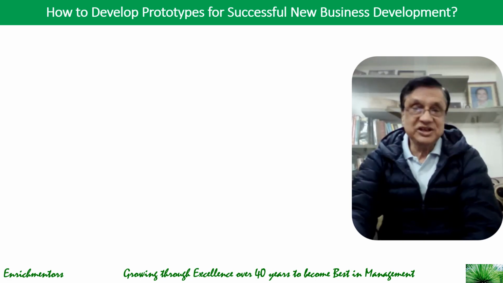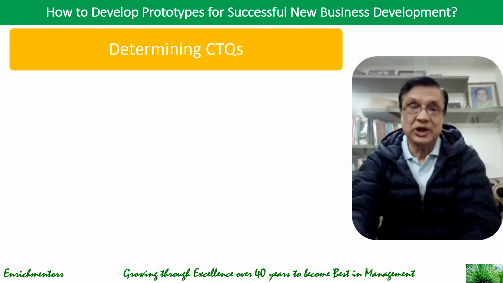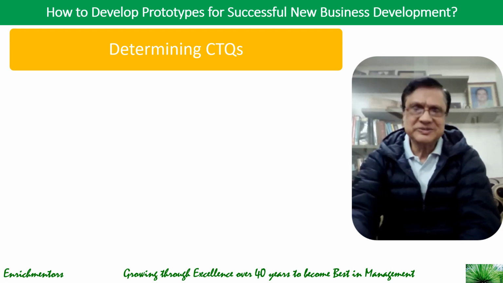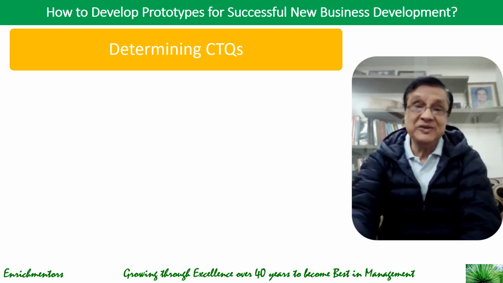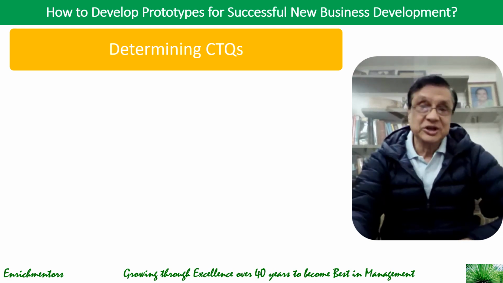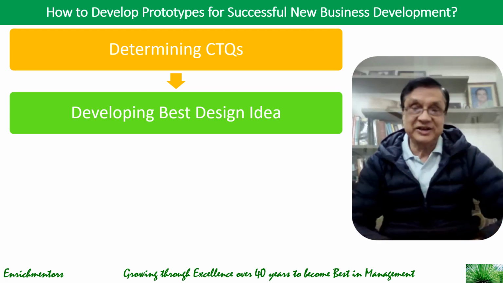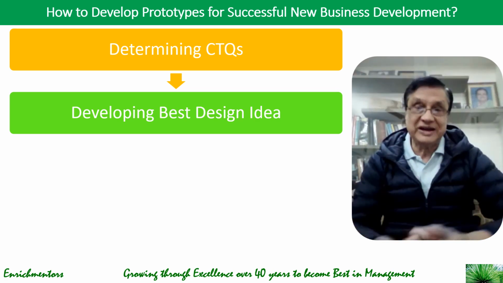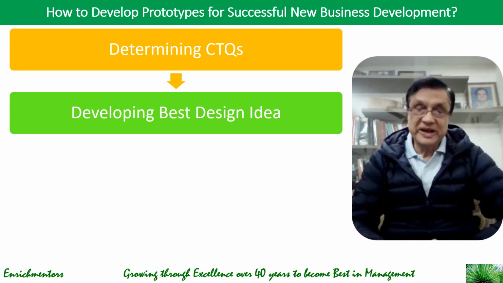This process basically starts with determining what are called CTQs. CTQs are critical-to-quality parameters. Don't worry, we will spend the next lecture talking about CTQs in a lot more detail. But at this point, these are the quality parameters that your product must have to deliver the value as per your winning concept. So you determine CTQs. Once you have determined CTQs, you develop the best design ideas. You have multiple ways of designing the product that can meet those quality requirements, and that's what you do: the best design idea.